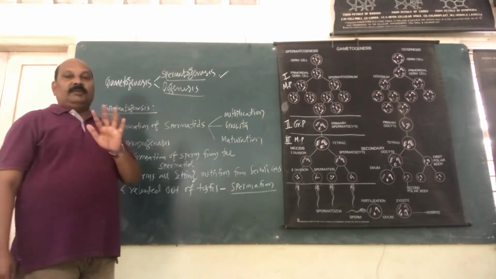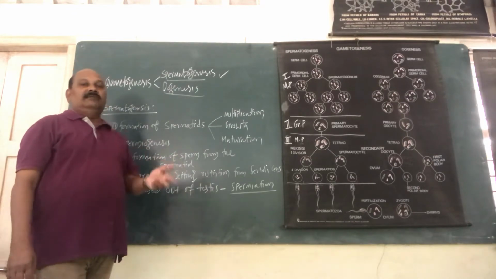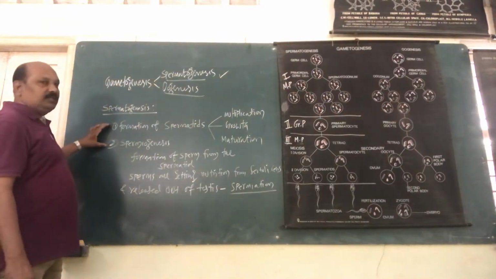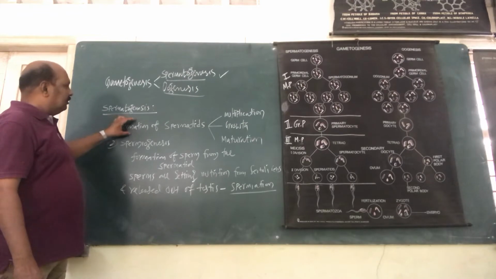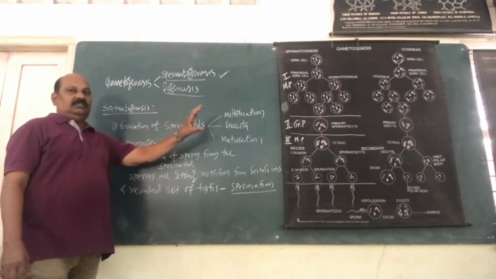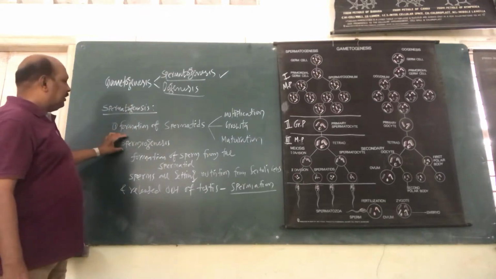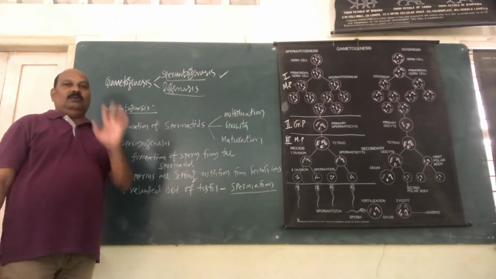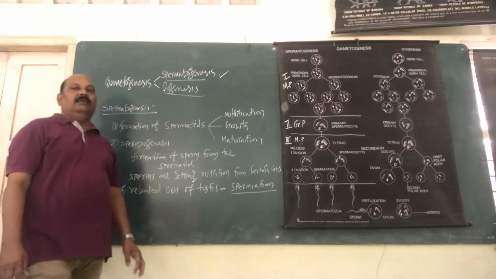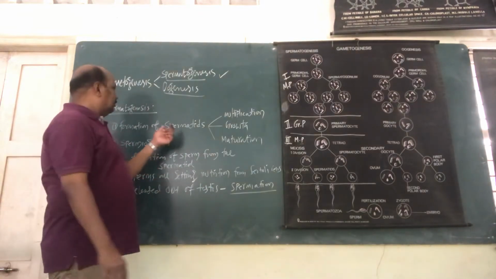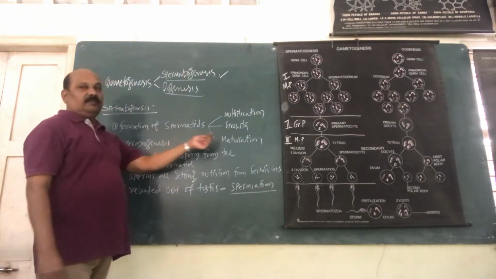The whole spermatogenesis process, for our convenience, we can discuss in two steps. Number one, formation of the spermatids. Number two is spermiogenesis. There are two levels of understanding about spermatogenesis. Now come to what we mean by formation of spermatids.